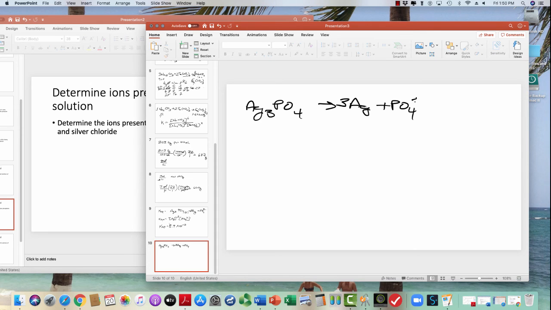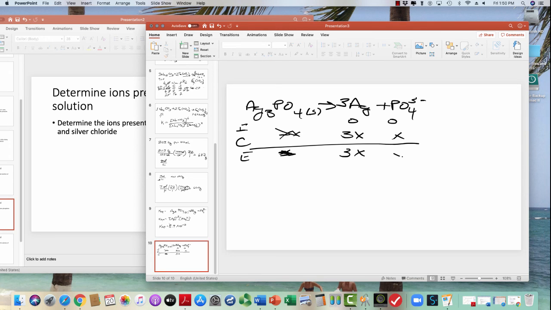And this is what I want to see on the test. We have 0 of this, 0 of this. We've got a whole bunch of this, but we don't care because it's a solid. So we're going to subtract some of this coming out. We're going to have 3x here and x here because of this molar ratio. This is initial, this is the change. At equilibrium, again, we don't care about the solid because it has nothing to do with our equilibrium expression, but we've got 3x and x.